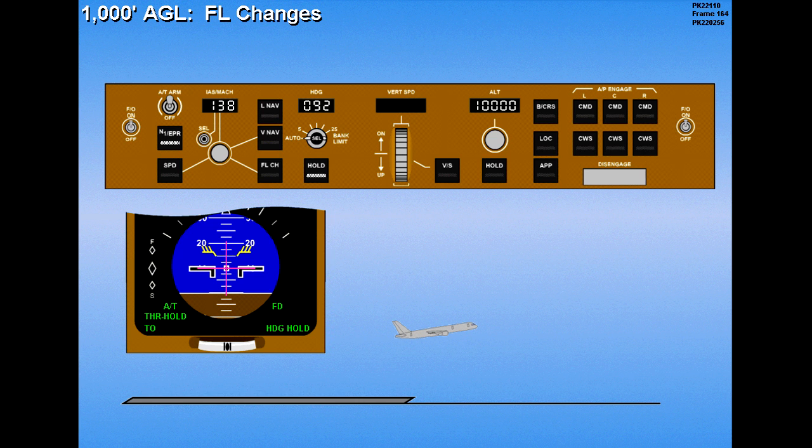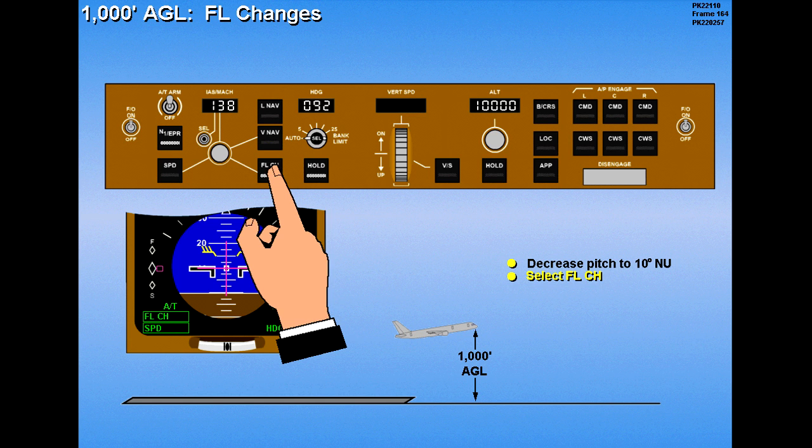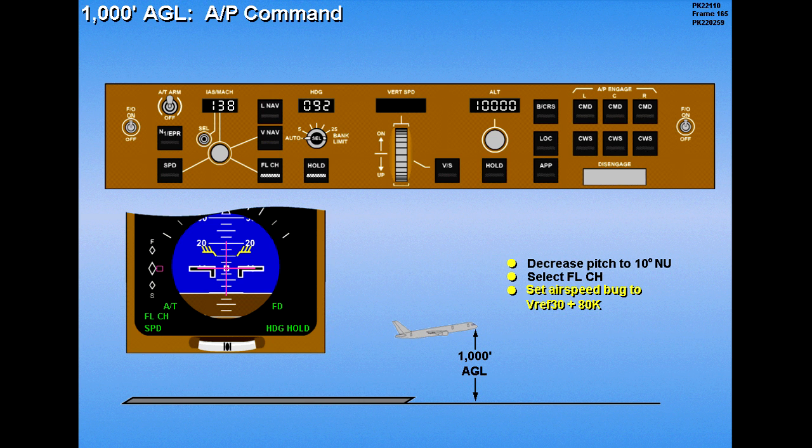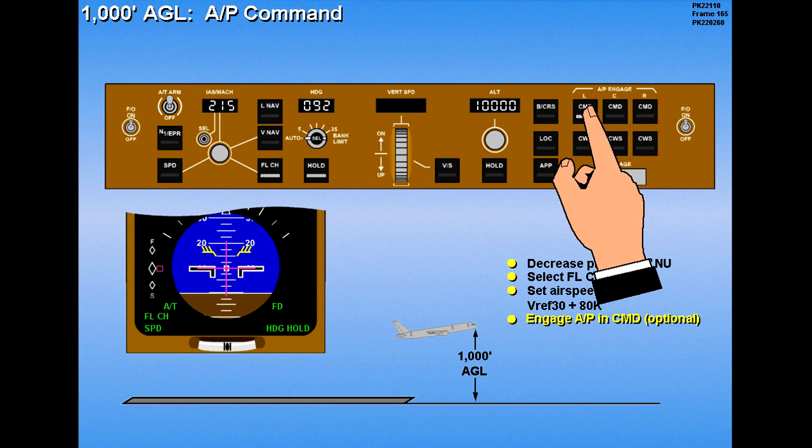The next MCP inputs normally occur at 1,000 feet AGL. You should first select flight level change for engagement. This terminates the takeoff mode and engages pitch in the speed mode. Next, set VREF 30 plus 80 knots, 215 in this example. Then, if desired, engage an autopilot in command.